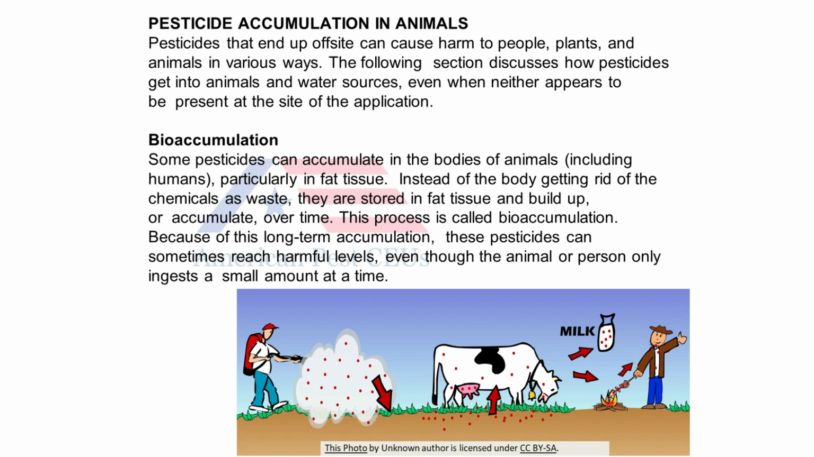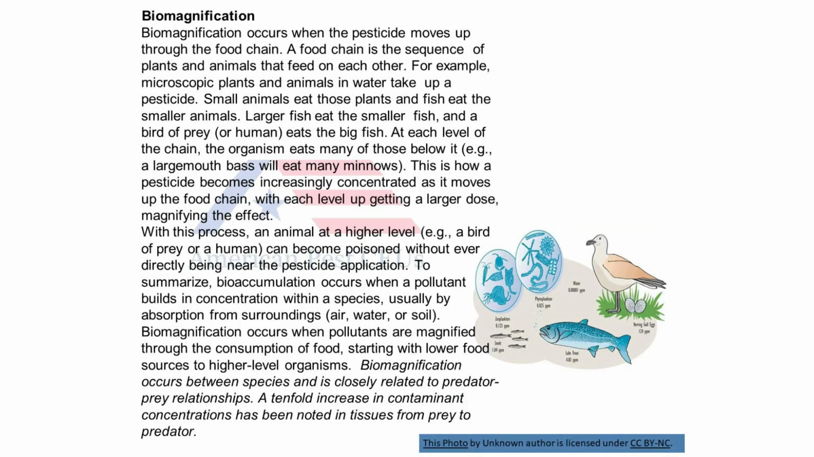Because of this long-term accumulation, these pesticides can sometimes reach harmful levels, even though the animal or person only ingests a small amount at a time. Biomagnification. Biomagnification occurs when the pesticide moves up through the food chain. A food chain is the sequence of plants and animals that feed on each other. For example, microscopic plants and animals in water take up a pesticide. Small animals eat those plants, and fish eat smaller animals. Larger fish eat the smaller fish, and a bird of prey or human eats the big fish.